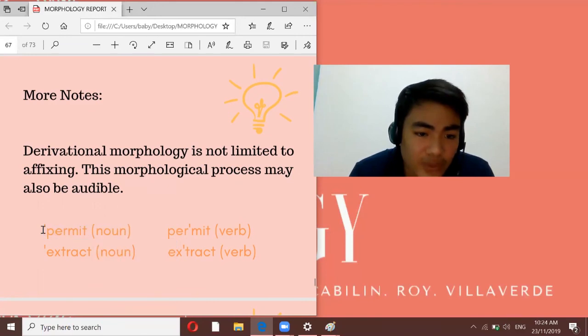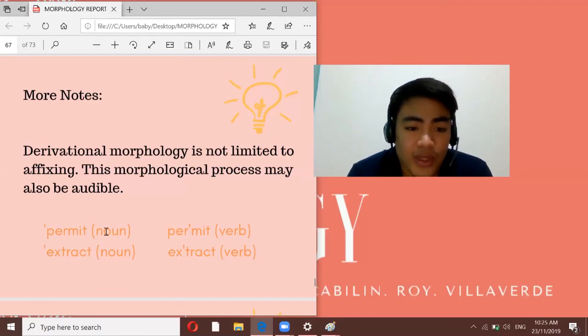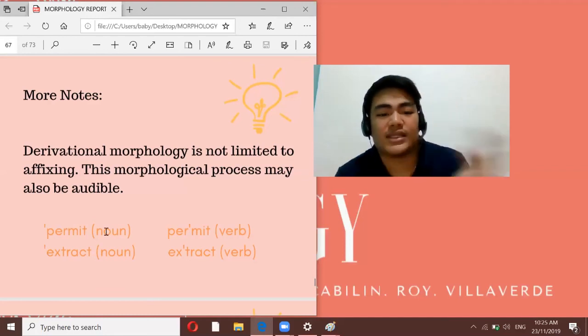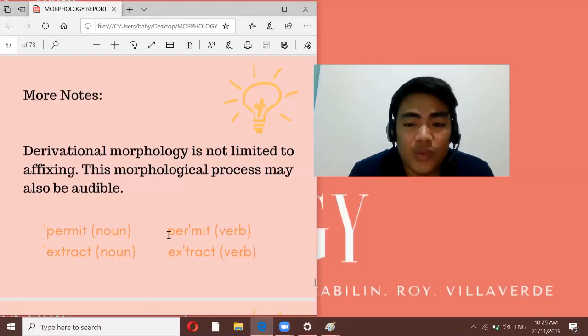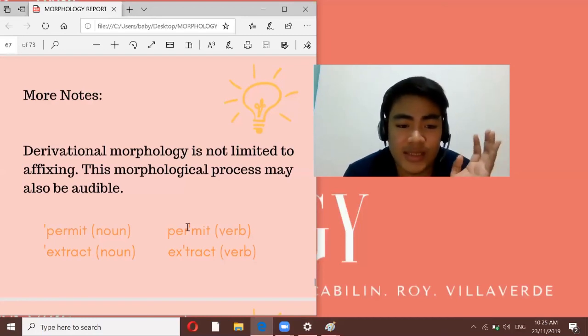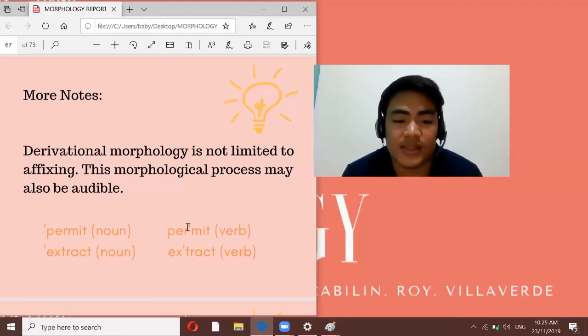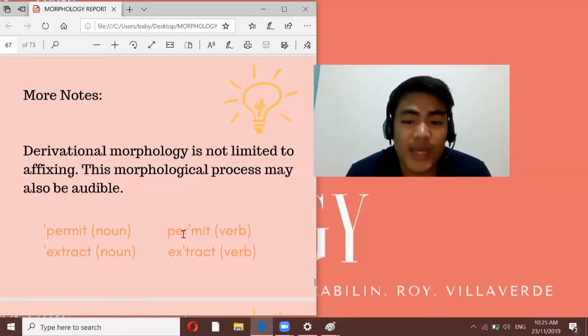we have the word permit and permit. The word permit, the stress is in the first syllable, is a noun. If we want to use its verb equivalent, we move the stress to the second syllable. We say permit. So permit is a noun and permit is a verb.